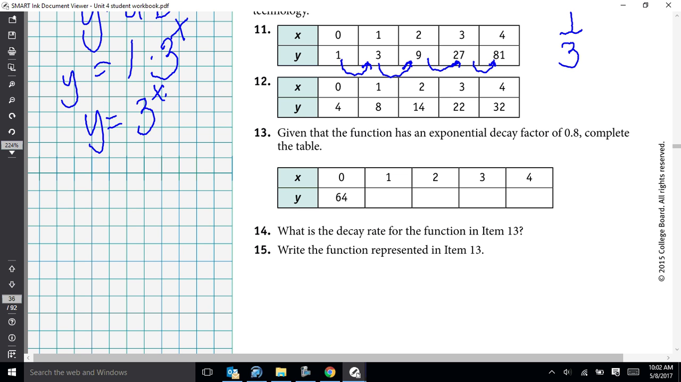And then for this one, here it's times 2, right? And then 8 to 14, is that times 2? So is that one exponential?